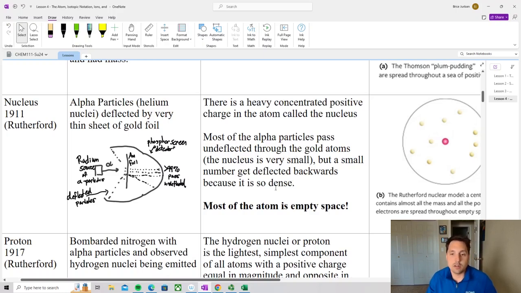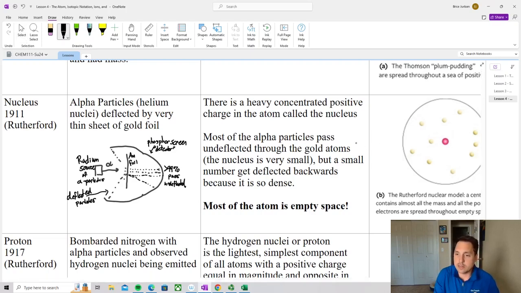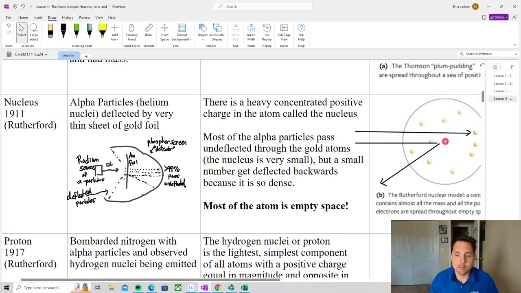And so the center of the atom was occasionally a particle would get near it, and if it did, then it would get deflected back this way. But most of the time, they pass just right through because most of the atom is empty space.